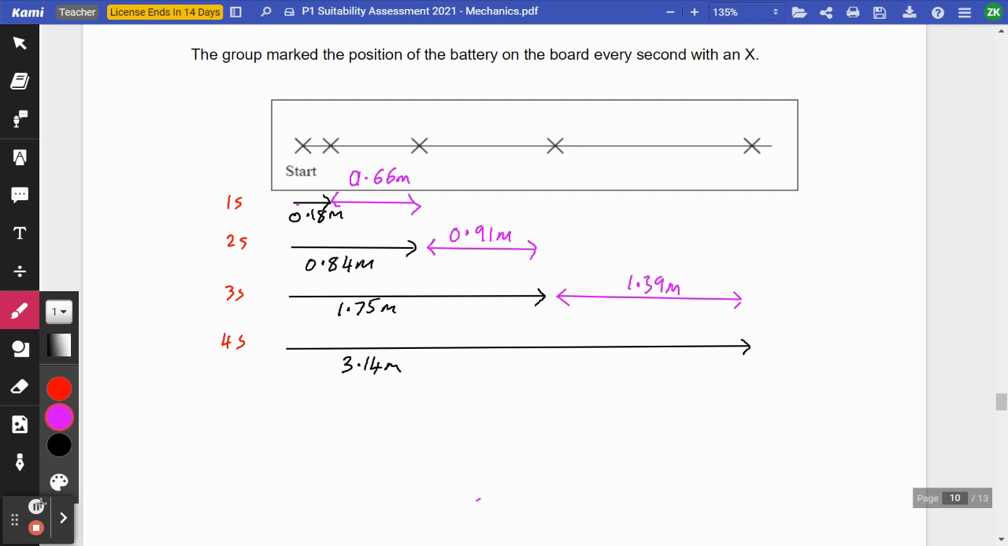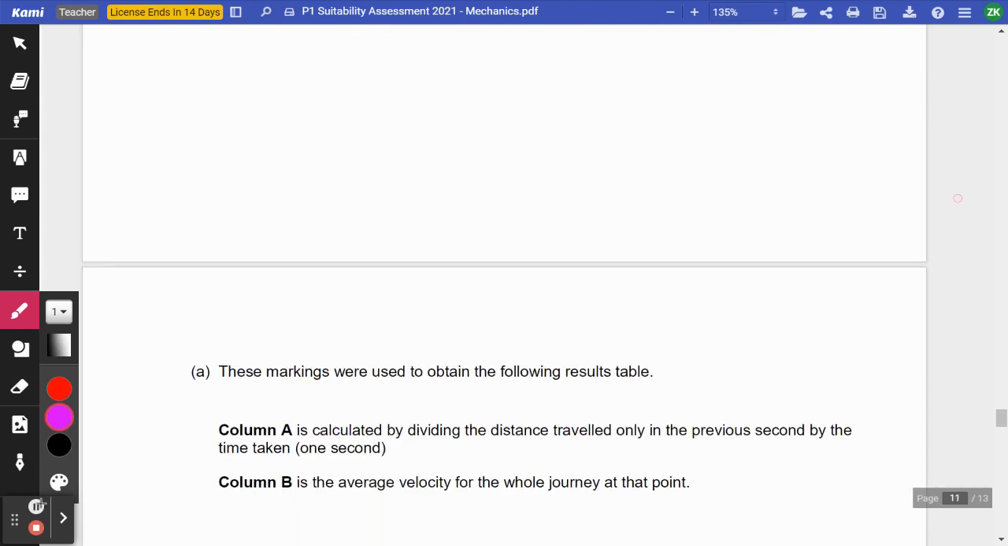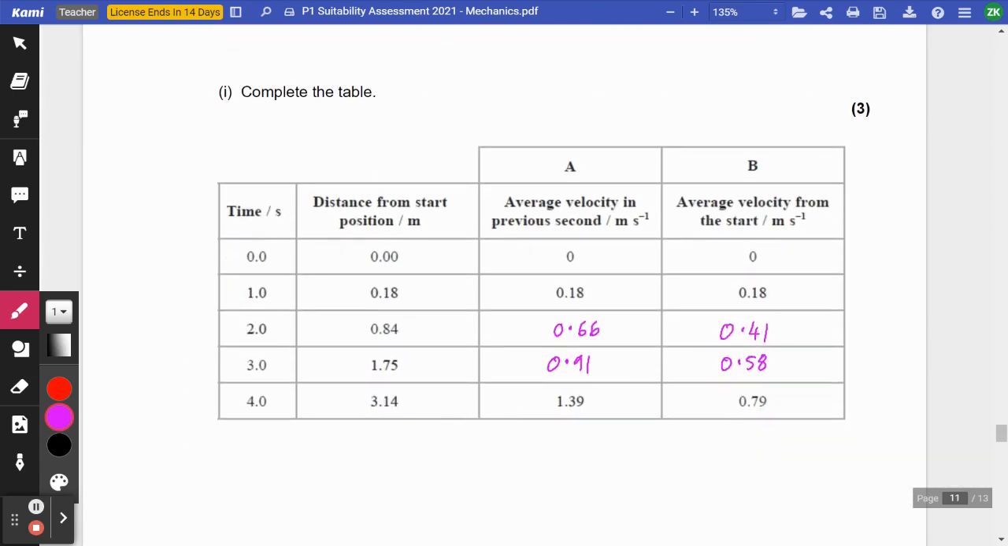Okay. How long did it take to go from there to there? It was 1 second, because we can see that it was at 3 seconds, and then at 4 seconds it was in this position. So the average speed in the previous second, in this second here, is 1.39 meters per second. Okay. And that's what's written here.